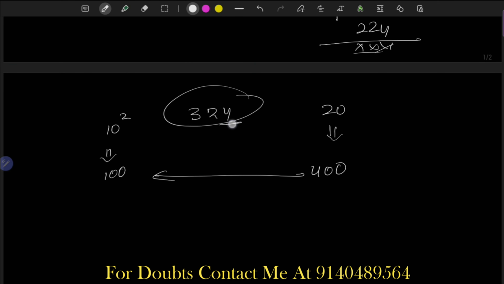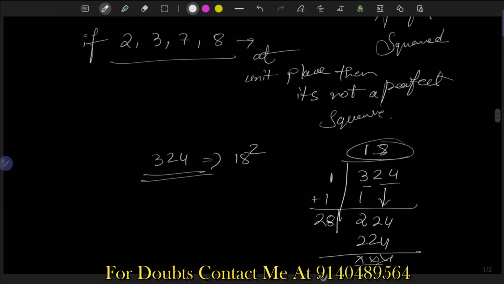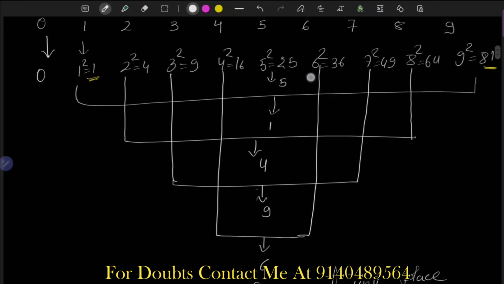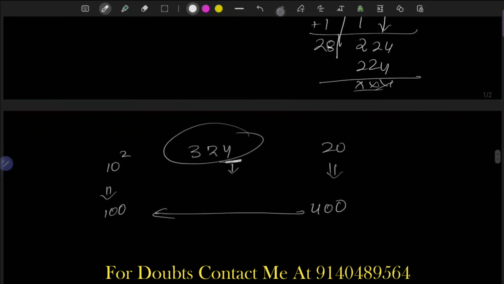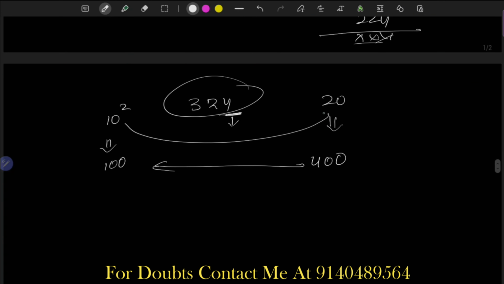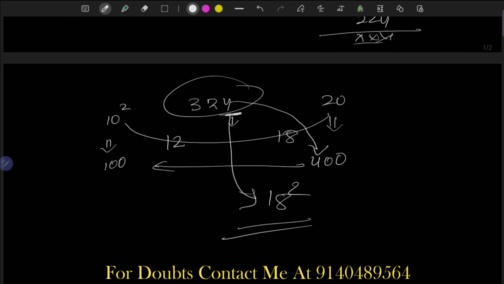Now we know unit place 4 is there. 4 comes in the square of which numbers at the unit place? It is 2 and 8. So what are the two numbers between 10 and 20 which have 2 and 8? That is 12 and 18. But because 324 is close to 400, this will be the square of 18. So this is how we can find it.